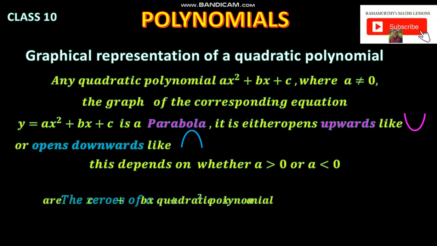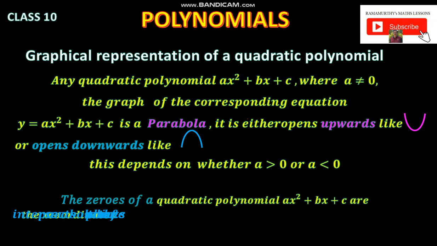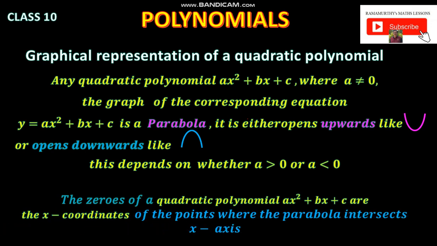The zeros of a quadratic polynomial ax square plus bx plus c are the x coordinates of the points where the parabola intersects the x-axis. So the zeros can be obtained by drawing the parabola on the graph; the x coordinates of the points where the parabola meets or intersects the x-axis are the solutions for this quadratic polynomial.